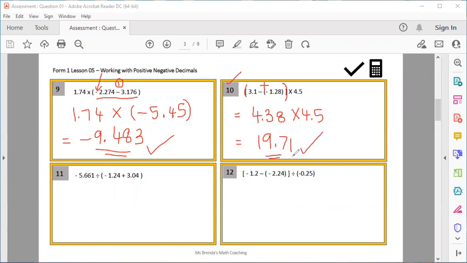19.71. Did you all get that? How about the rest? Did you all get it, Fahim, Tristan, Krishan? Did you get 19.71?